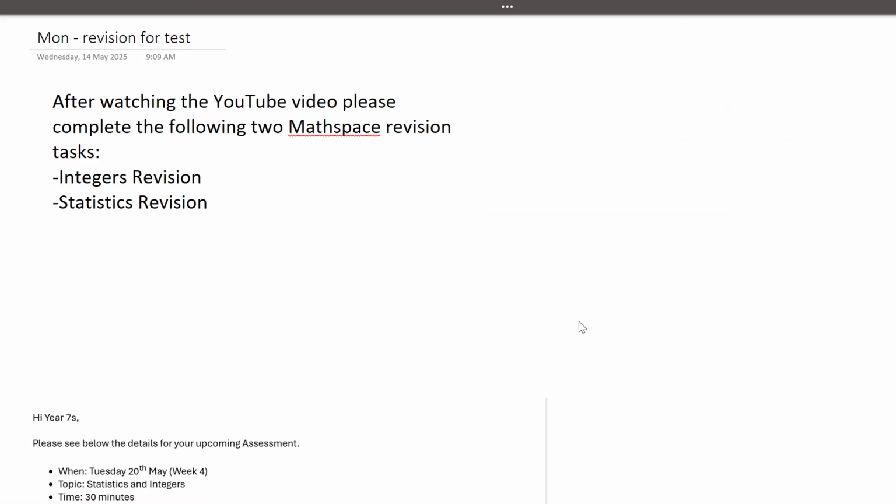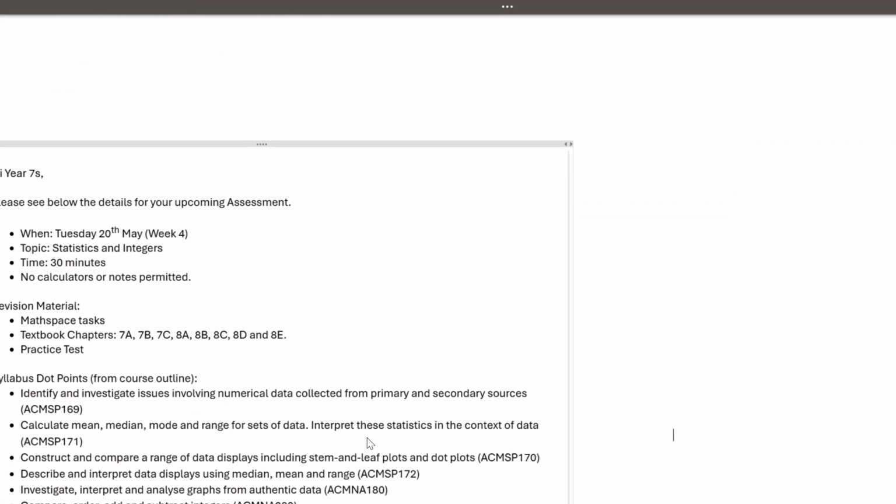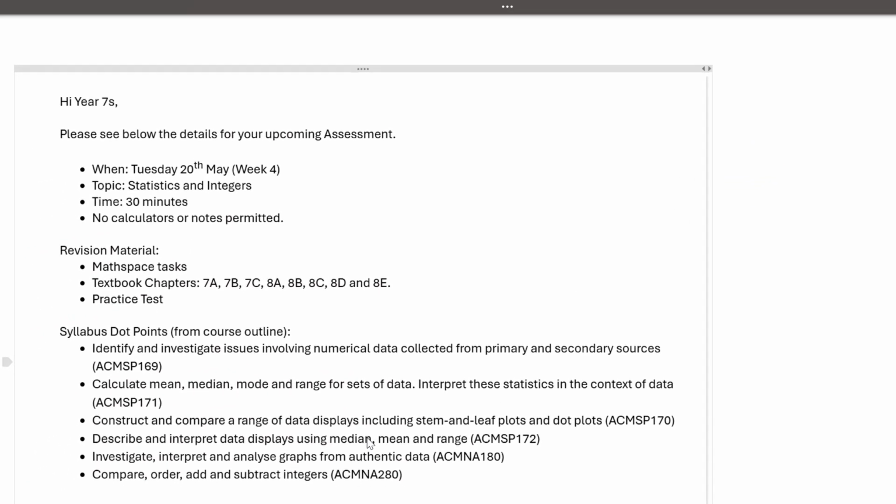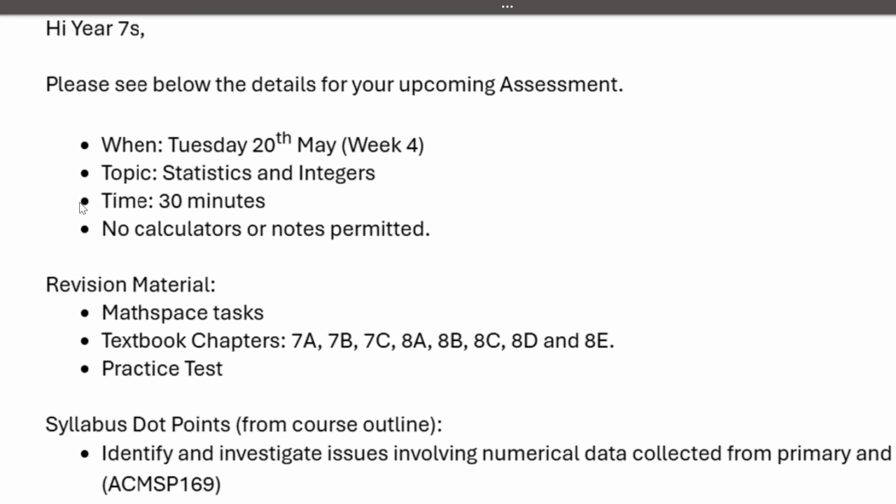You would have already got an email sent out by Miss Smith which details exactly what the test is going to be on and when it is. So it's on statistics and integers. It's going to be tomorrow, Tuesday the 20th of May. It'll go for 30 minutes. And you're not allowed to use a calculator, and there's no notes. Okay, so calculator free, no notes.